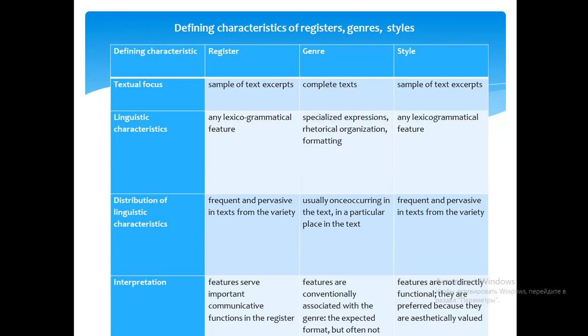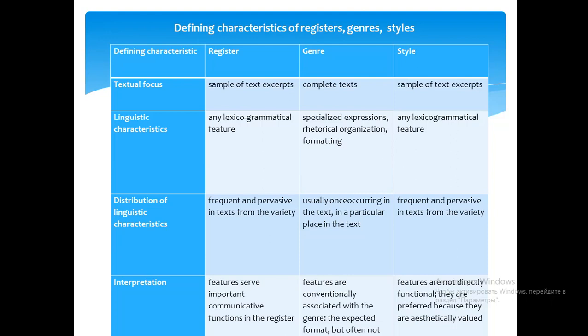As summarized in the table, the register perspective characterizes the typical linguistic features of text varieties and connects those features functionally to the situational context of the variety. Because the focus is on words and grammatical features that are frequent and pervasive, the analysis can be based on a sample of text excerpts rather than complete texts.